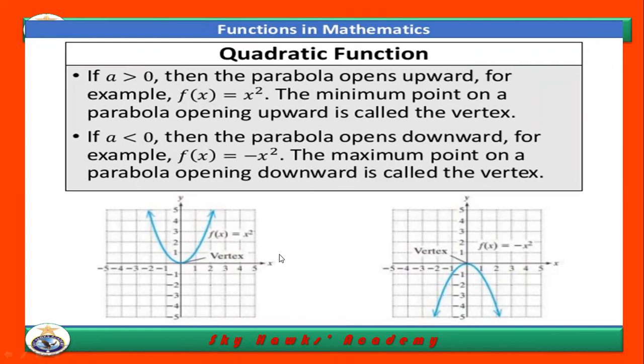So from these two diagrams, we will have to look at this. If f of x is equal to x square, a is 1, and 1 is greater than 0. And if a negative sign is there, so there is a minus 1, that is less than 0. So we can draw these two types of parabolas, and the vertex is this point where it is touching the x-axis.